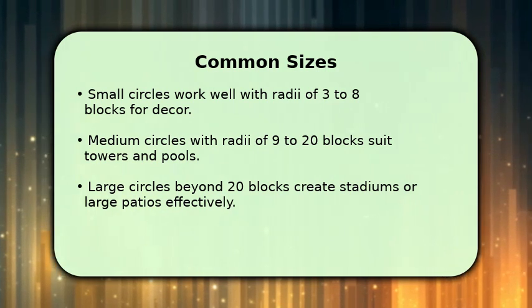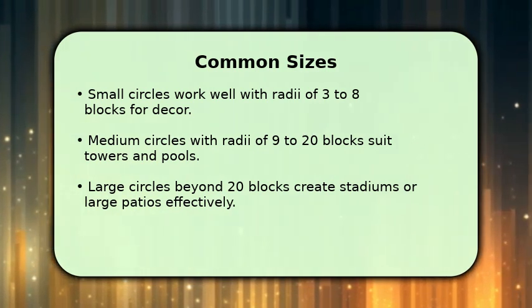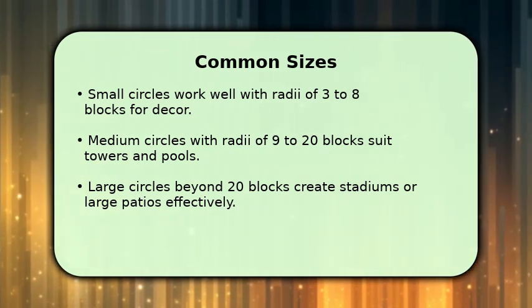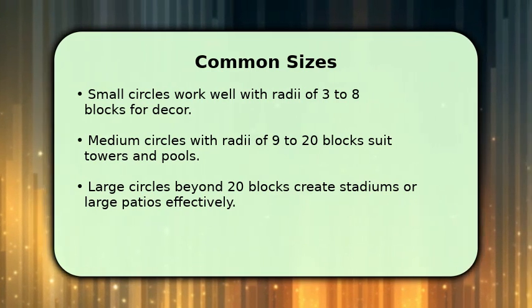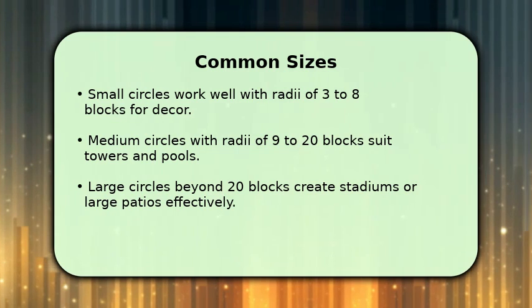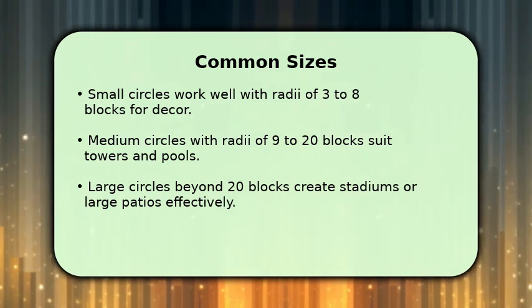Mark cardinal and diagonal points, then connect them using consistent block counts. When scaling up, keep the same quadrant logic and increase counts proportionally. Lighting and texture changes help emphasize the curve and make your circle look intentional from any angle in the world.